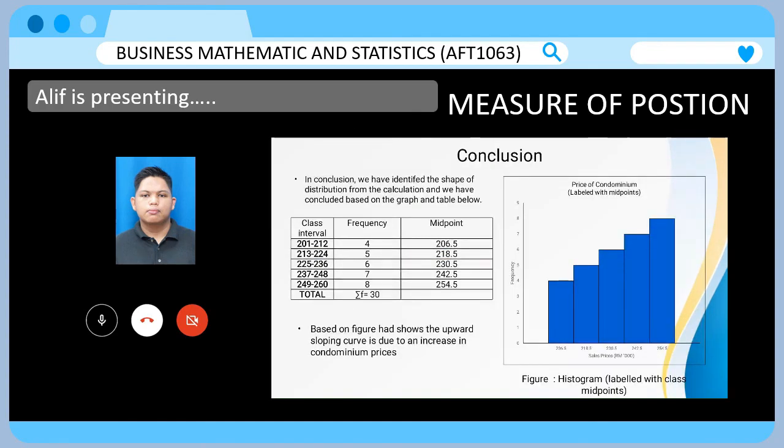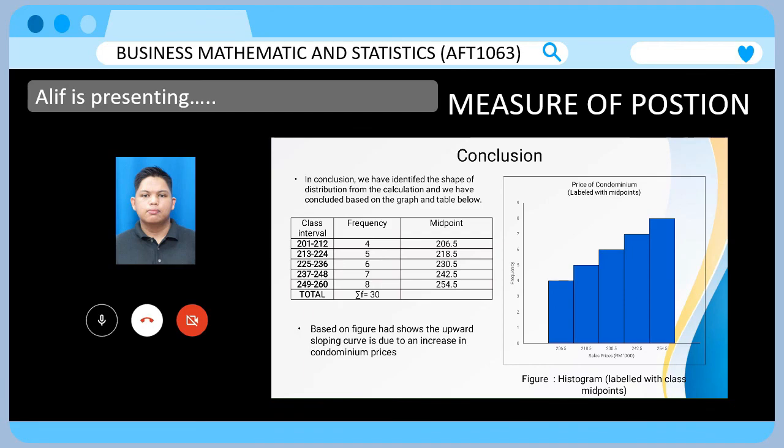Lastly, I want to present the conclusion. In conclusion, we have identified the shape of the distribution from the calculation, and we have concluded based on the graph and the table below. Based on the histogram, at frequency 4 the midpoint is 206.5. At frequency 5, the midpoint is 218.5. At frequency 6, the midpoint is 230.5. At frequency 7, the midpoint is 242.5. And at frequency 8, the midpoint is 254.5.